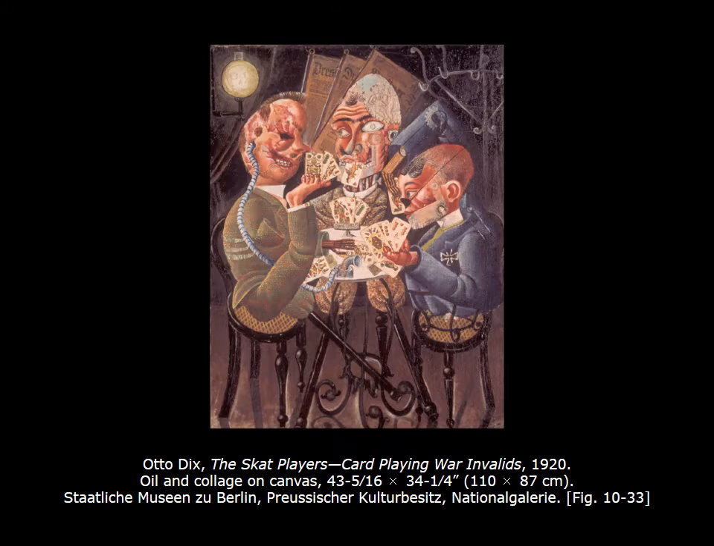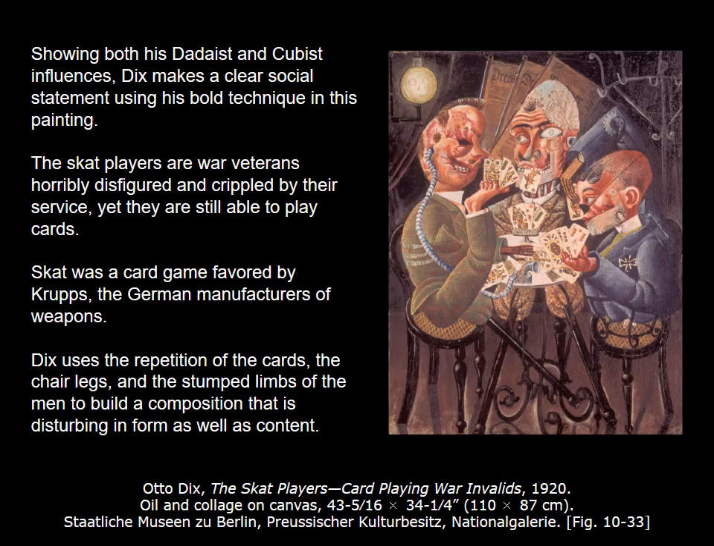So this piece by Dix is called The Scat Players, Card Playing with War Invalids from 1920. This is an oil and collage on canvas again, and so it's really showing both his Dada and Cubist influences here. This is clear because he's really using the collage technique, which was used in both Dada and Cubist pieces. And he's making a clear social statement with his bold technique in this painting.